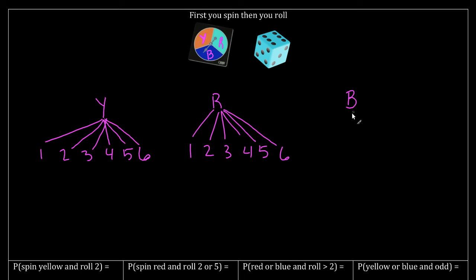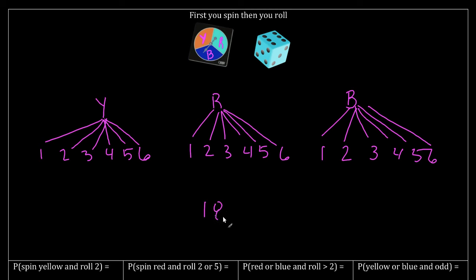And then we could have spun a blue and rolled a 1, a 2, a 3, a 4, a 5, a 6. So we could have a blue 1, blue 2, blue 3, blue 4, blue 5, or blue 6. All right. So we have 6 combinations here, 6 combinations here, 6 combinations here. There are a total of 18 combinations.